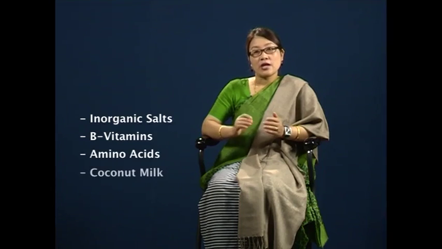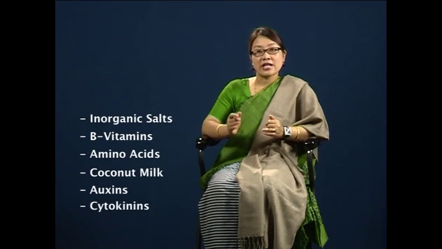Young floral buds and flower primordia require a complex medium containing inorganic salts, B vitamins, amino acids, coconut milk, and growth regulators like auxins and cytokinins. While the culture of mature flowers at pre or post-pollination stages generally requires comparatively simple media containing inorganic salts, sucrose, and a low dose of growth regulators.